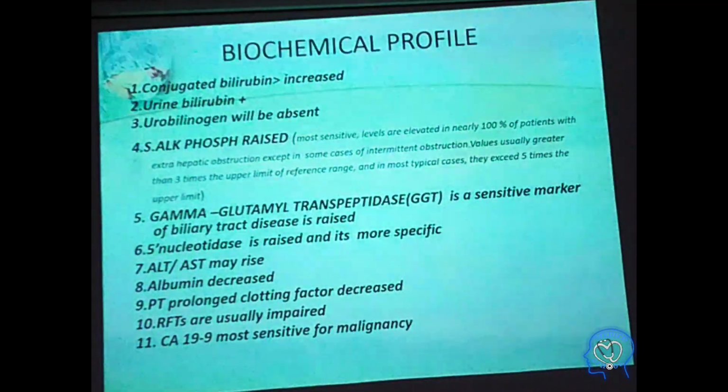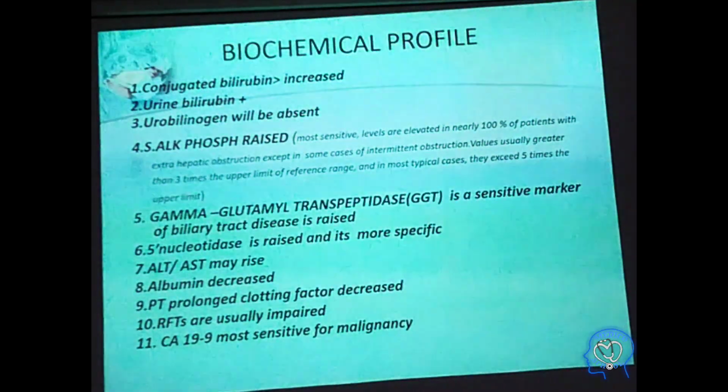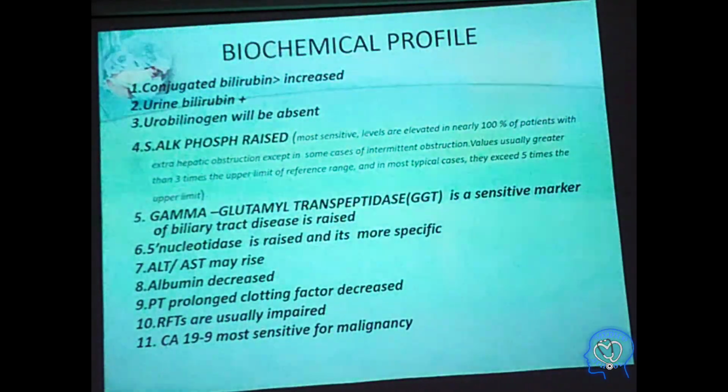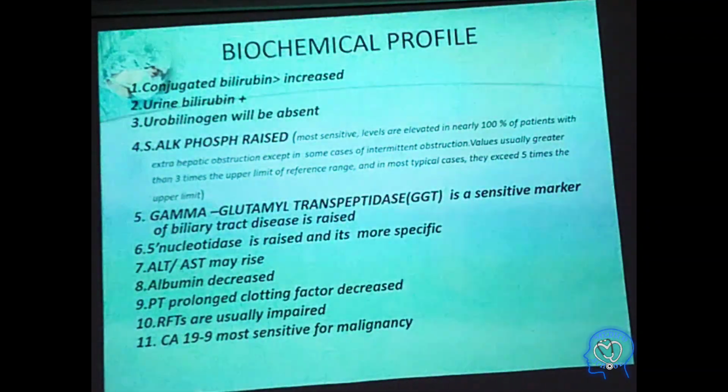Renal function test will be impaired, and CA19-9 is more sensitive for malignancy. If it is positive, we will also do CEA levels.